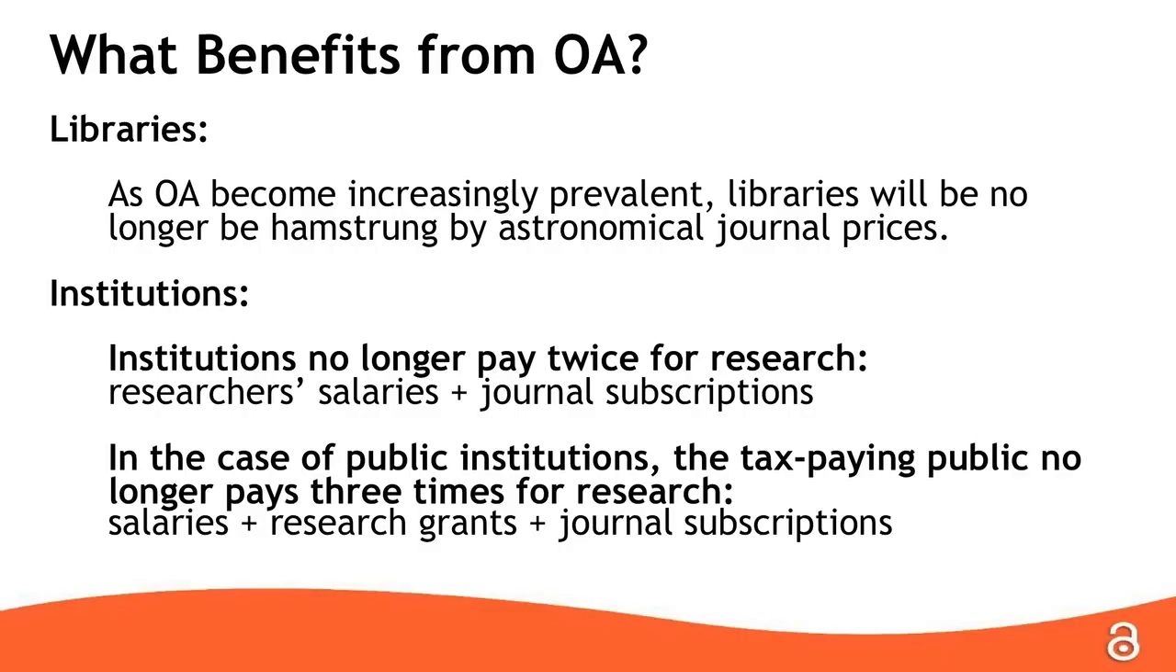When articles are open access, institutions don't have to pay twice for the research. They don't have to pay the researchers' salaries and the subscriptions to journals that publish the findings. And in the case of public institutions like CUNY, the tax-paying public doesn't need to pay 3 times for the research. Once for the researchers' salaries, twice for the research grants, and 3rd time for the subscriptions to the journals.